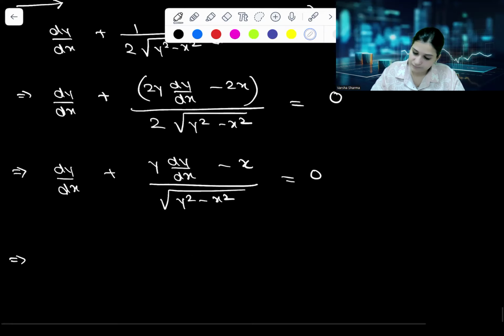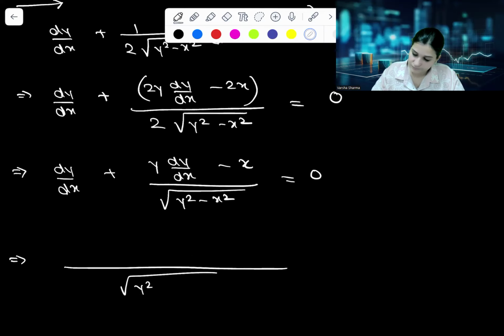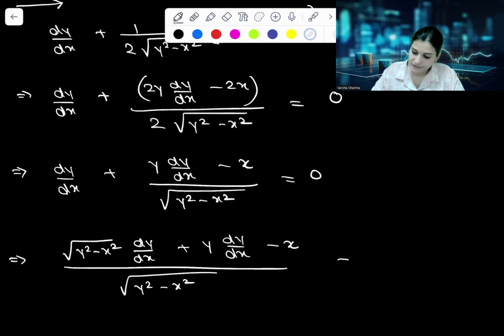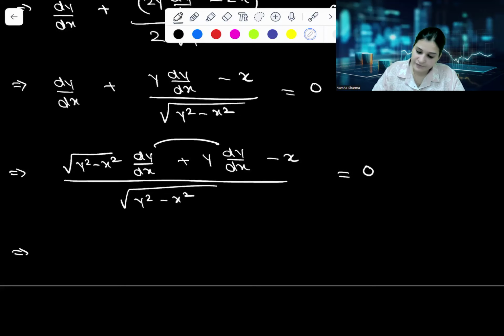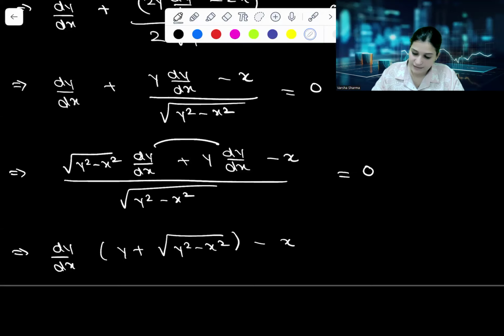Taking the LCM, so under root y square minus x square into dy by dx plus y dy by dx minus x equals 0. So the denominator can go to the right side, and taking dy by dx common, y plus under root y square minus x square, minus x equals 0.